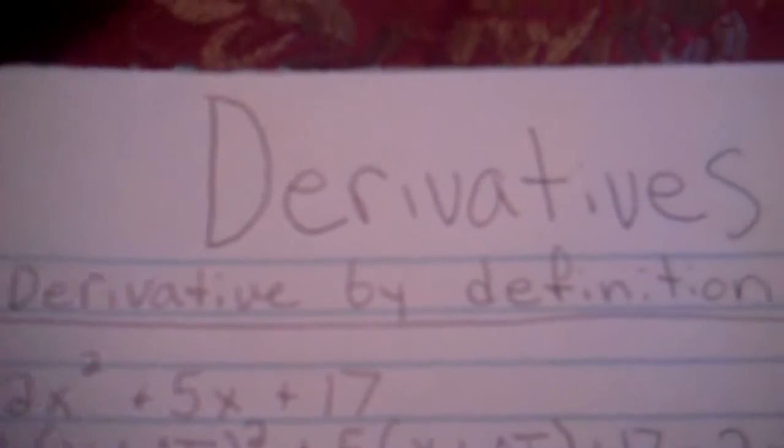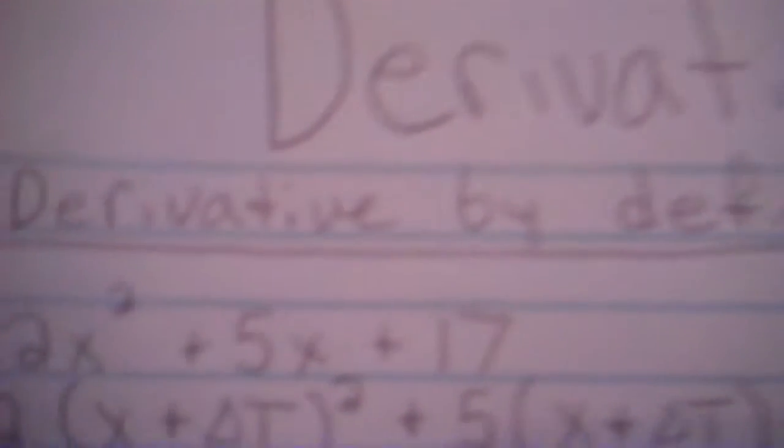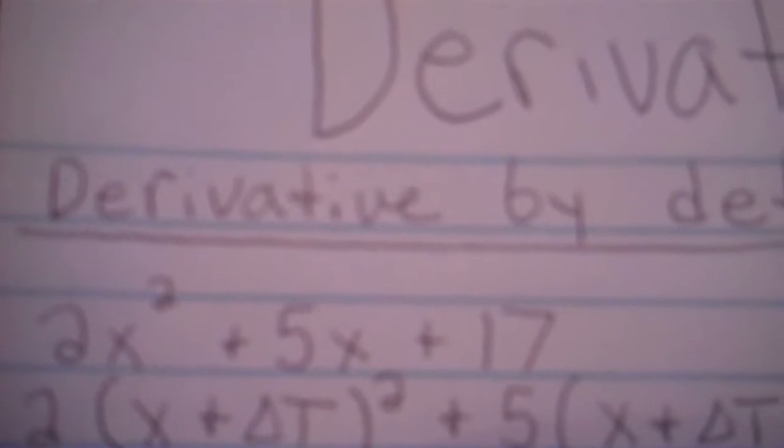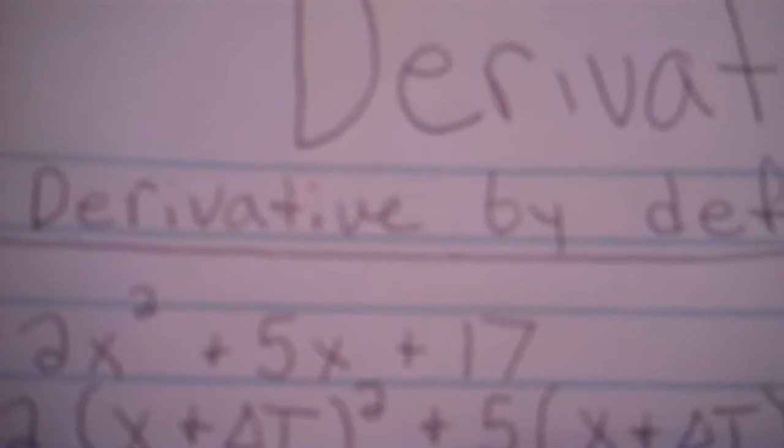Okay, today I'm going to be teaching you how to do probably one of the few things that I actually know how to do in math, which is how to find derivatives. And there are two main ways to find derivatives. The first way I'll be showing you is doing it by definition, which is basically the longhand way. For this example, we're going to be using 2x squared plus 5x plus 17.